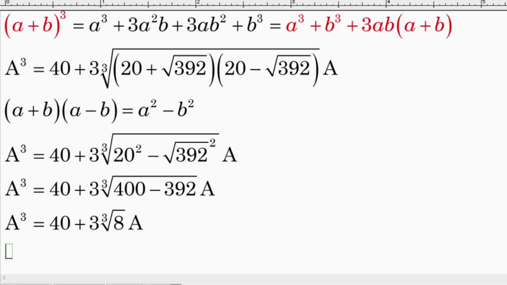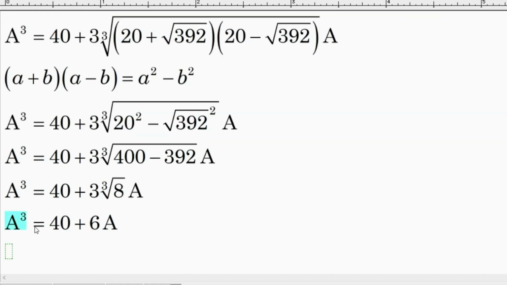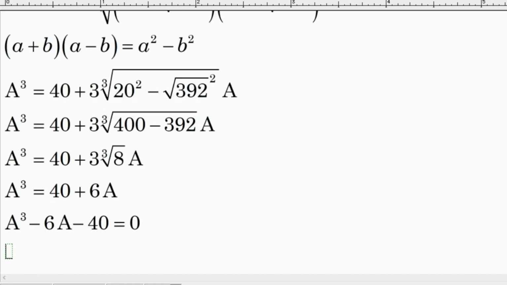So then, we're going to multiply 3 with 2, okay, like this. All right, so that will be equal to 6A here. Okay, so now we got A cube here, and then we're going to move this to the left hand side. We will get minus 6A minus 40, and then equal to 0. Okay, so now we have to find the values of A. So then the value of A is greater than 0.